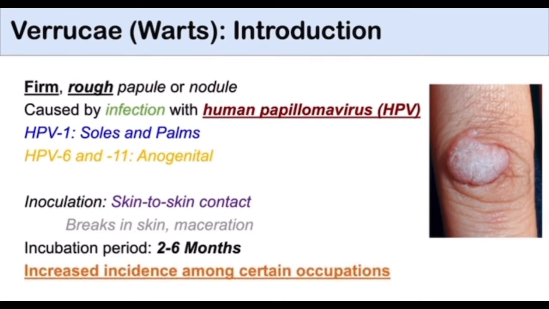And interestingly, there's an increased incidence of warts among certain occupations, and these occupations include handlers of fish, handlers of chicken or poultry, and handlers of meat. So people that work with animal meats and products are at a higher risk for getting warts.